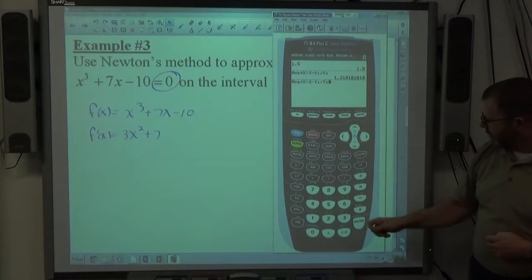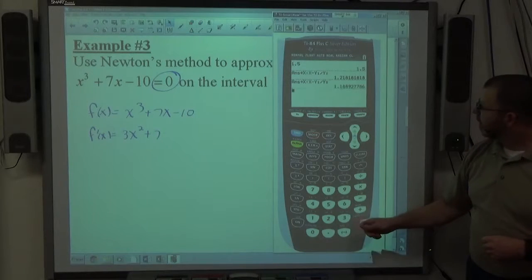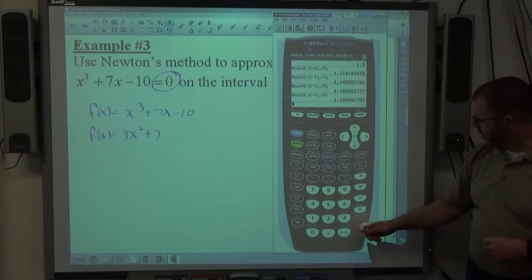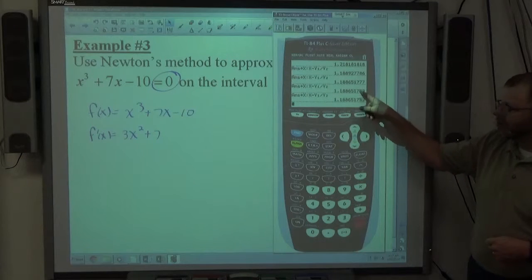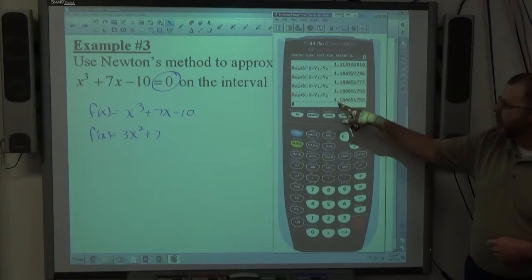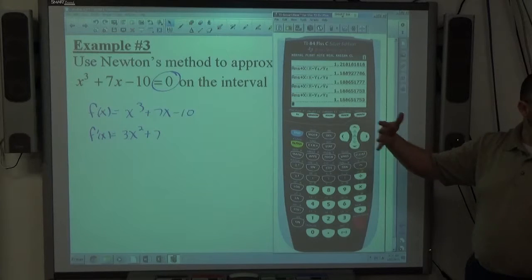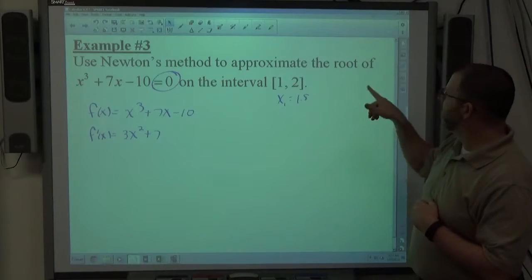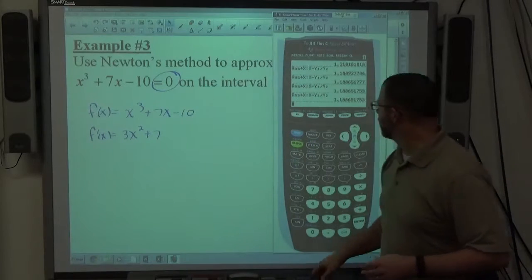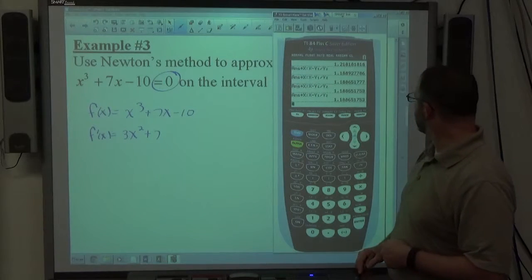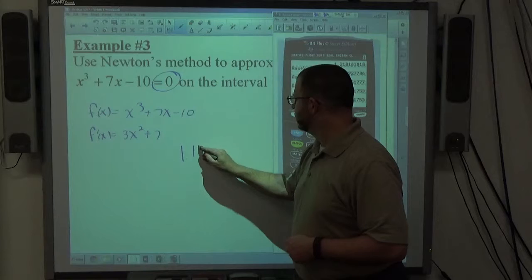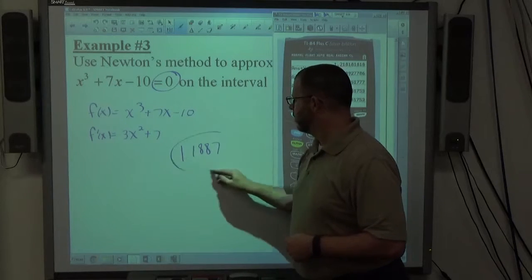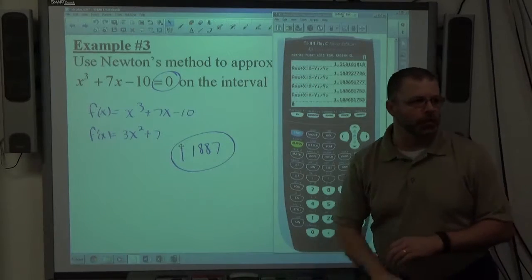So 1.5, 1.2, 1.8, and so on. Keep going. We're trying to find a repetition of digits, and there we go, those are exactly the same. That number's between 1 and 2, which is the interval they gave me. So x equals, and it didn't specify, so let's go 4 decimal places down. 1.1887 would be the value of x, the root on the interval from 1 to 2.